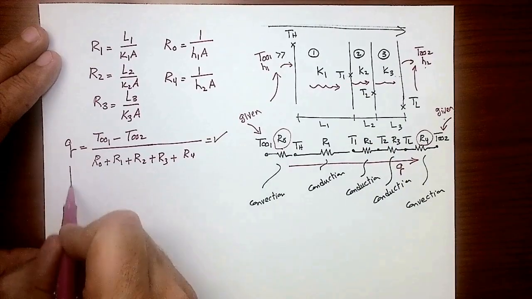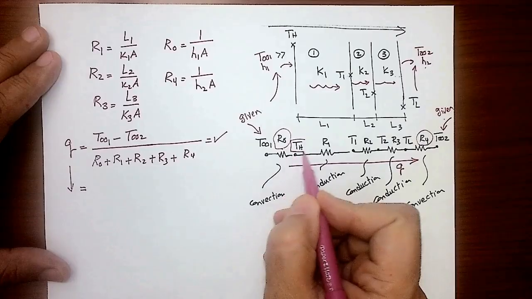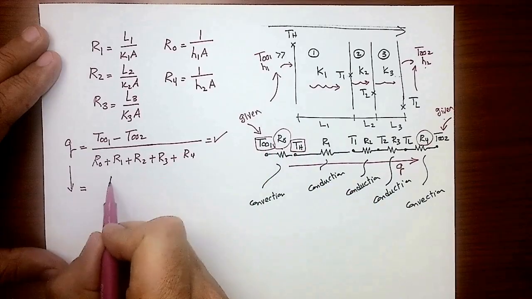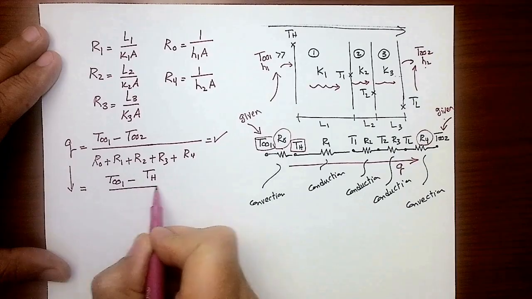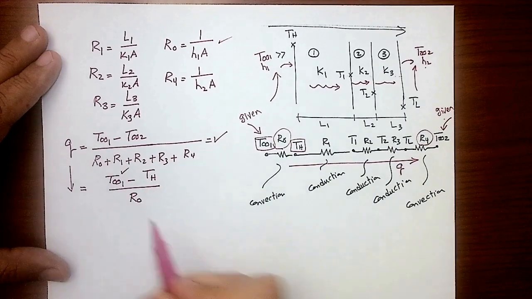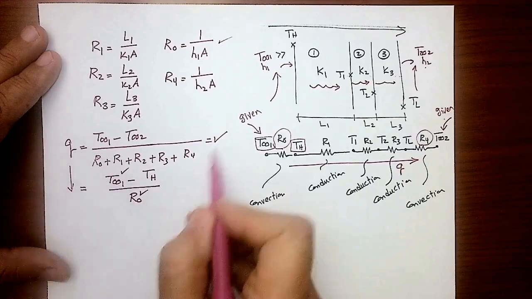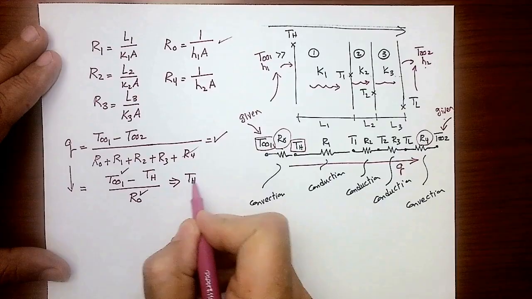Now, the same Q, whatever that number is, should equal, I'm going to pick this and this. So I'm going to say T infinity 1 minus TH, and I will divide that by R node. I know what R node is. I know all the resistances. T infinity 1 was given to me. Q is already calculated from the upper ratio here. So the only unknown in this equation is TH, correct? I can get TH.